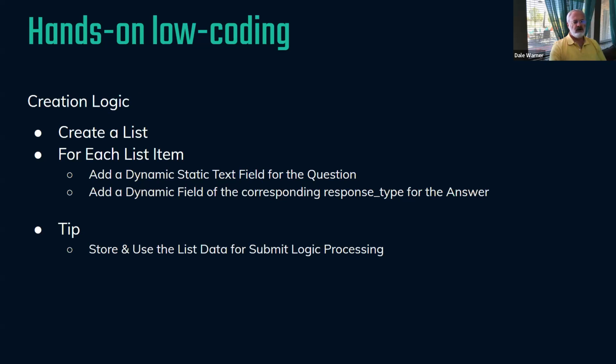We need to take that data and create a form. And so it's really a two-step process, pretty straightforward. We're going to create a list from the data, and then we're going to use a for each loop to go through that list, and we're going to add a couple of dynamic fields onto the form. I've chosen to do it this way just to illustrate the capabilities of dynamic fields. So I'm going to start with a static text field. That's where I'm going to put the question, and a dynamic field of whatever the right type is to accept the answer. And so that's our creation.